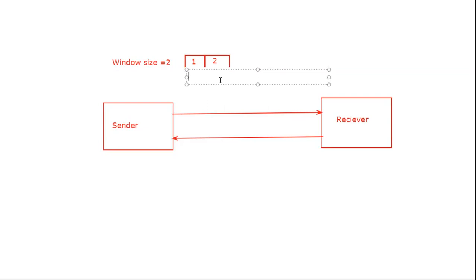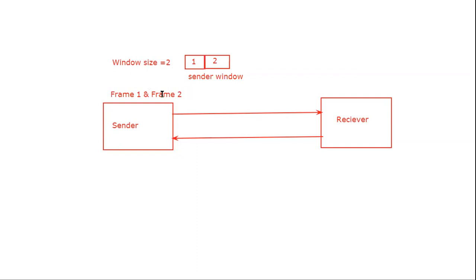Sender window. What I'm trying to tell here is the sender is able to send frames. How many frames? Frame 1 and frame 2 you can send at a time. Again I'll repeat, the sender can send 2 frames at a time, that is frame 1 and frame 2. Why can he send frame 1 and frame 2 at a time? Because the window size is 2. So you can send only 2 frames at a time.